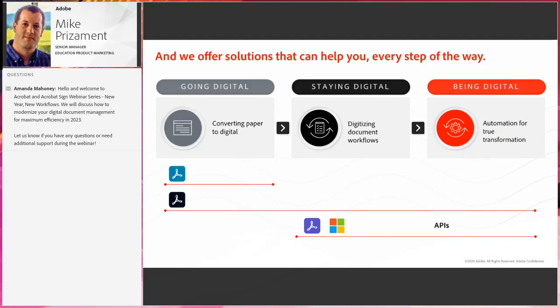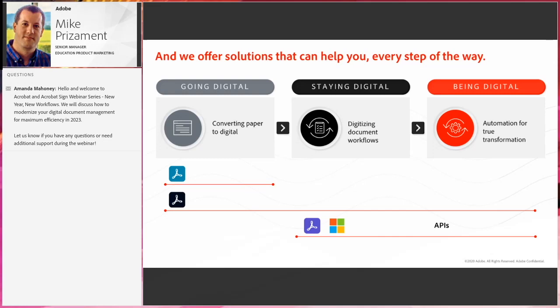And then when it comes to what actual solutions we offer, think of it almost as a maturity model where, okay, I'm getting started with digital transformation. Where do I start? We like to think of it as a crawl, walk, run approach. So go digital, stay digital, and be digital. When you're thinking of going digital, it can be as simple as converting your paper documents to digital documents. And for that, we have Acrobat, and we have Adobe Scan to scan physical pieces of paper using your phone. So a really great way to go digital.